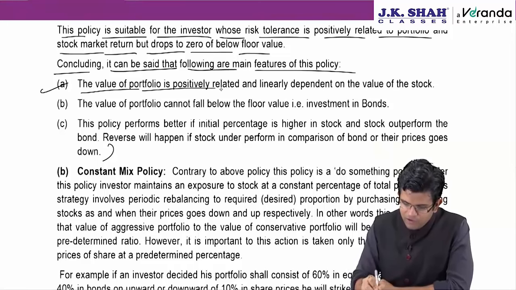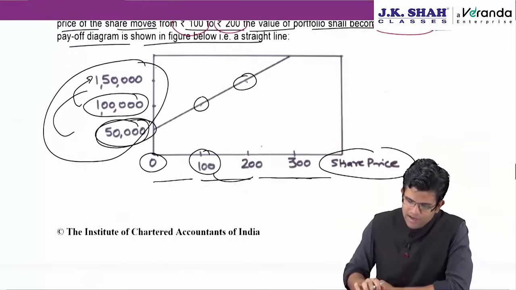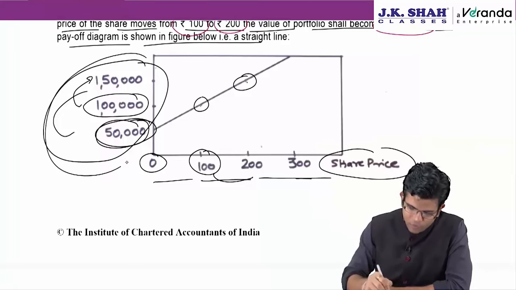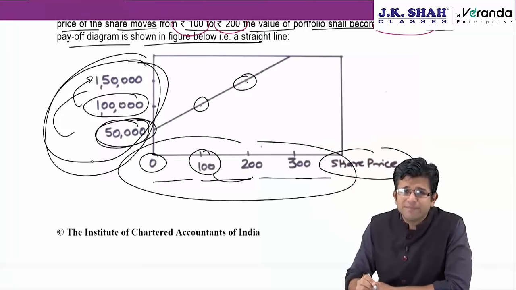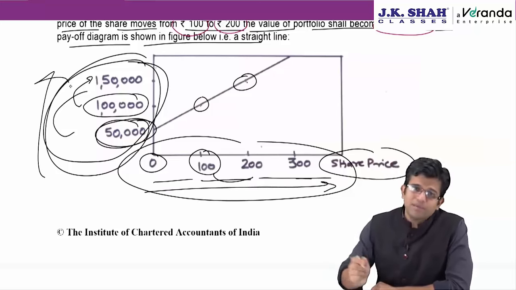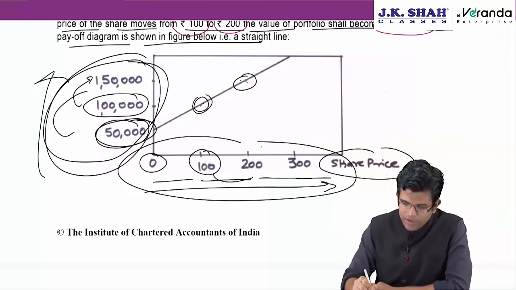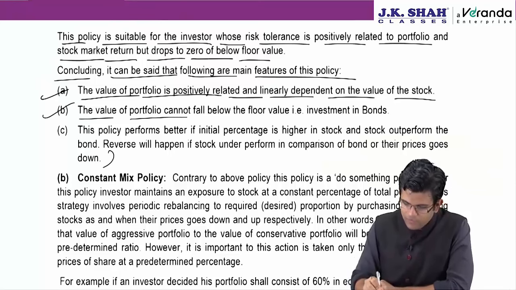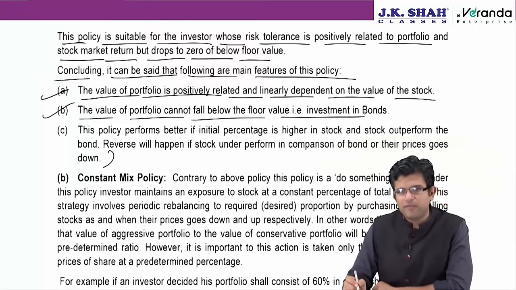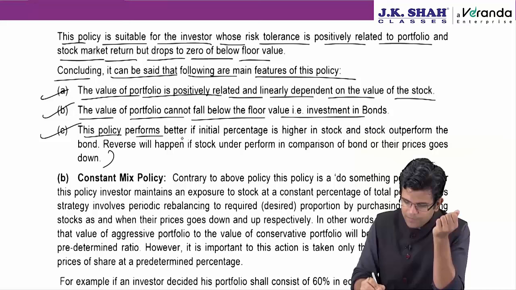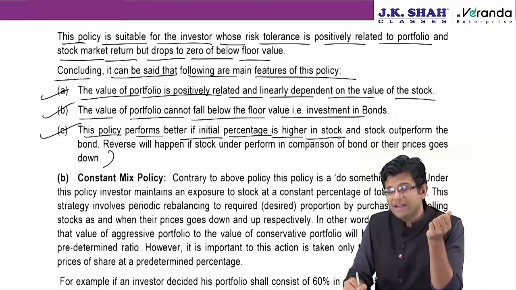Okay. Concluding, it can be said that following are the main features of this policy. Point number A, the value of portfolio is positively related and linearly dependent on the value of the stock. Of course, it is positively related means our correlation coefficient of the portfolio's value with the share price obviously is positive. As the share price increases, portfolio value will also increase. And of course, the R must be +1 since the coordinates are not scattered, they are on a straight line.